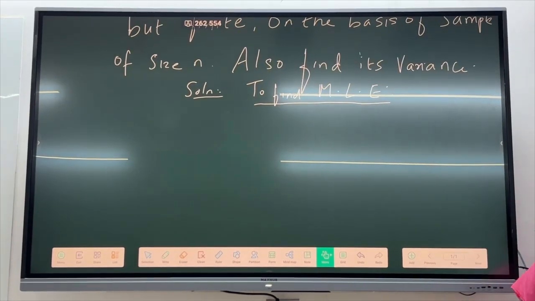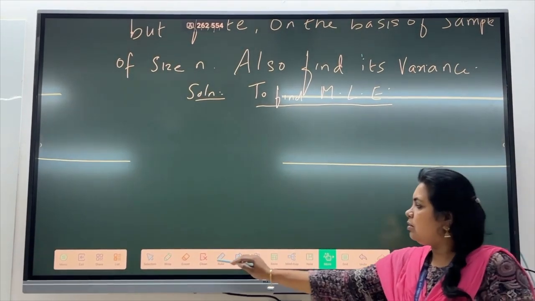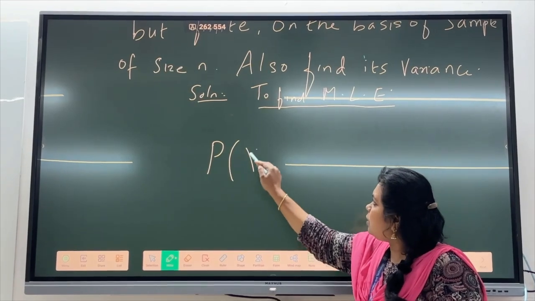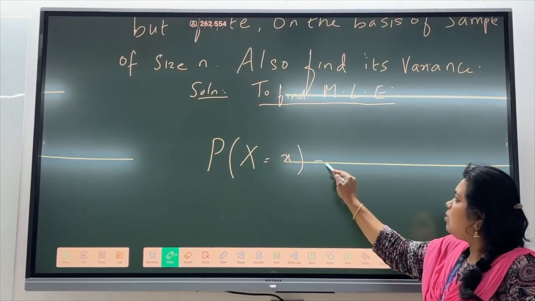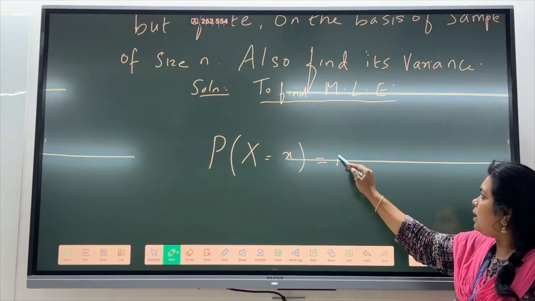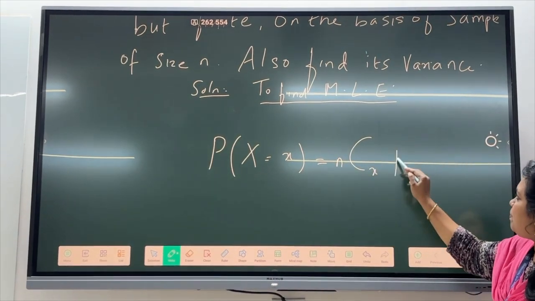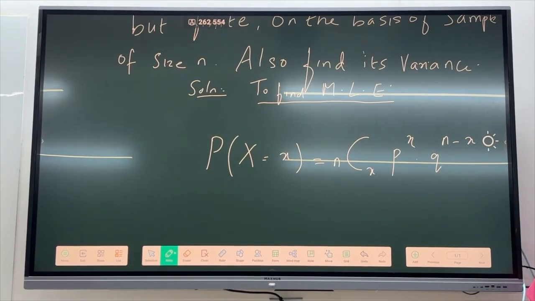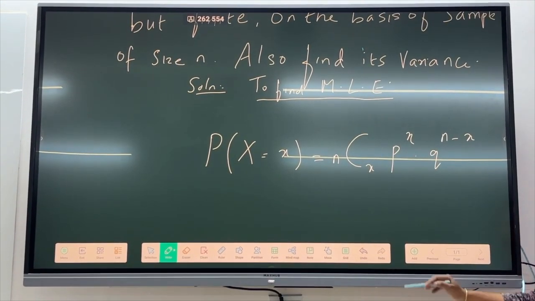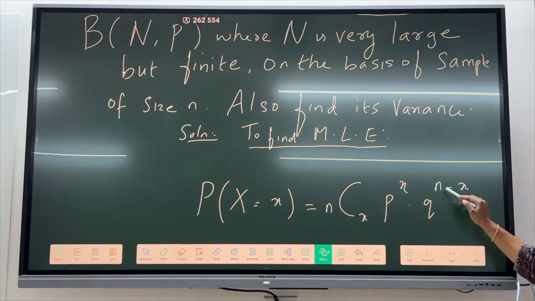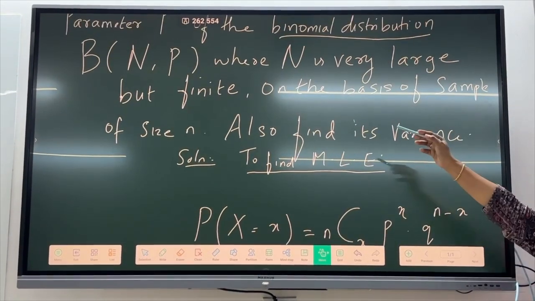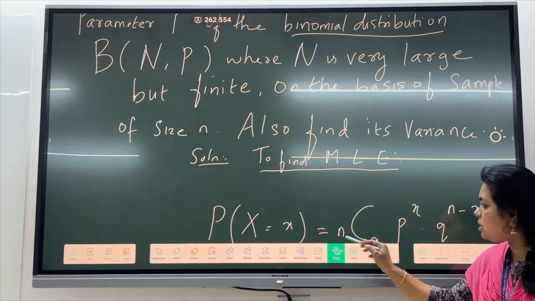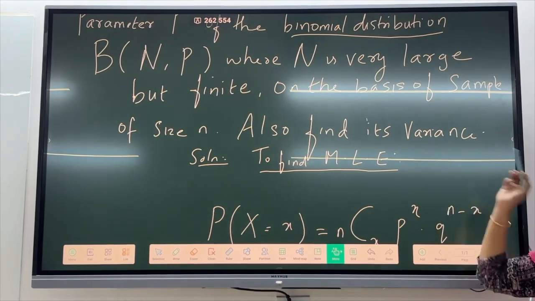So how to frame the binomial distribution formula? P of x is equal to NCx p power x q power n minus x. This is the formula. But you look at the question now. The binomial distribution is given as capital N comma P. So we are going to change the parameter according to our problem.